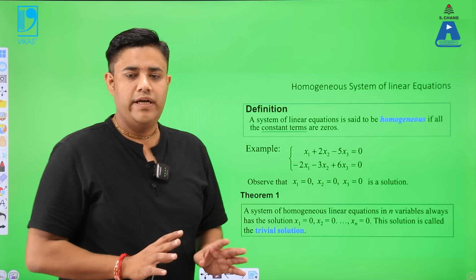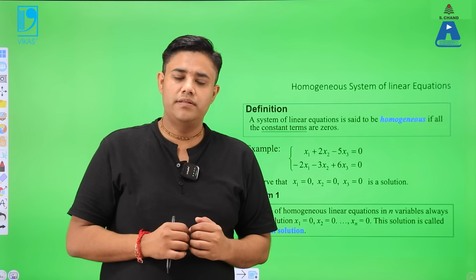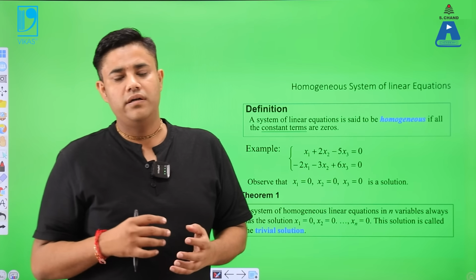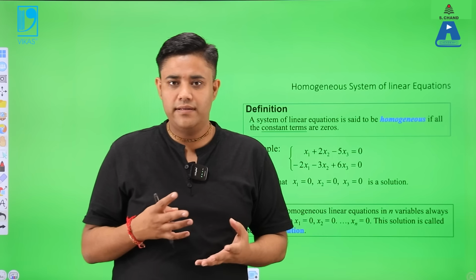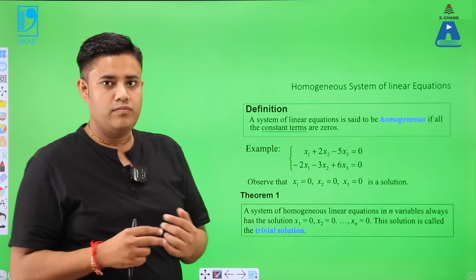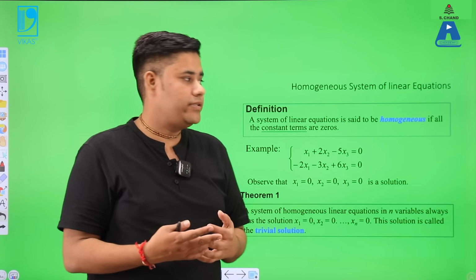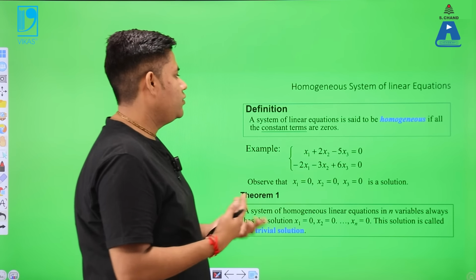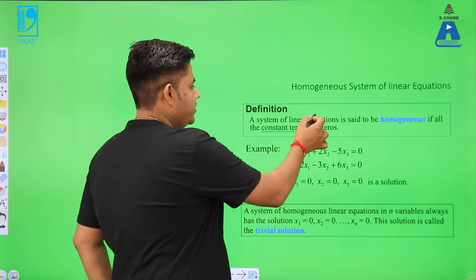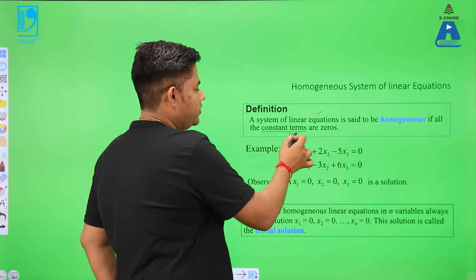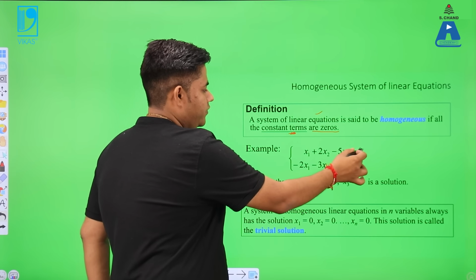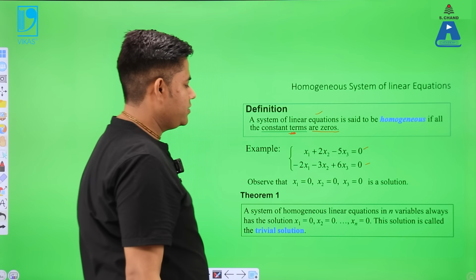Now, as far as we have seen the cases of these elimination method, which is a Gauss elimination method, but herein we have a particular case in which the equation can be a homogeneous system of equations. Now, what is this homogeneous system of equations? A system of linear equations is said to be homogeneous if the constant terms are 0. That means you have this type of equation in which the right hand side coefficients are 0.